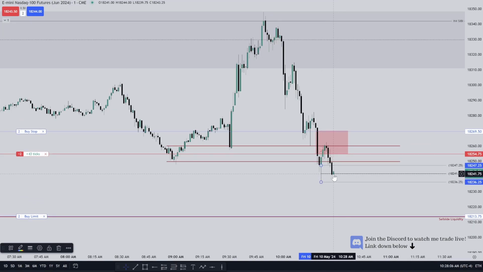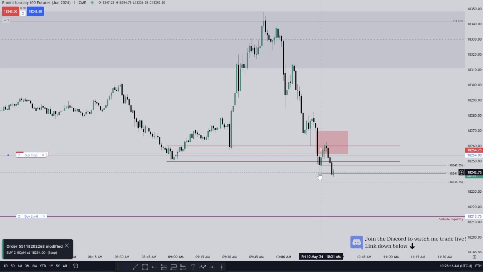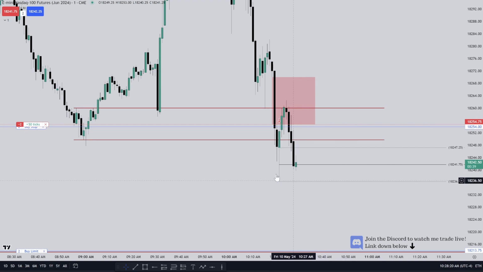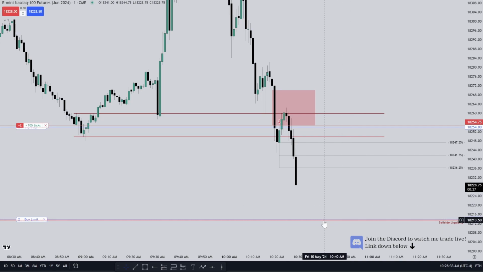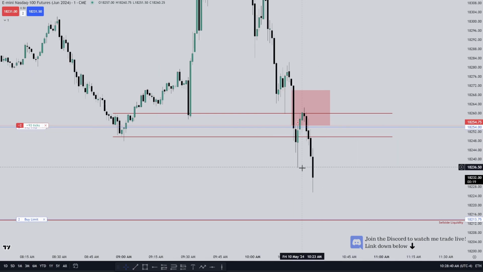All right, I like how we closed past consequent encroachment of this wick. I'm seeing that as price is heavy. So now, after seeing that, I'm comfortable moving my stop to break even. Usually you want to see consequent encroachment of wicks act as support. We close past it. This candle's close right here tells me that price is heavy and we're likely to trade down and get our sell side down here. So risk-free trade, and then you just let it go.